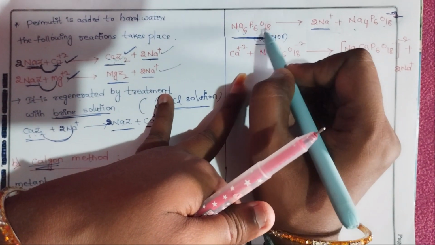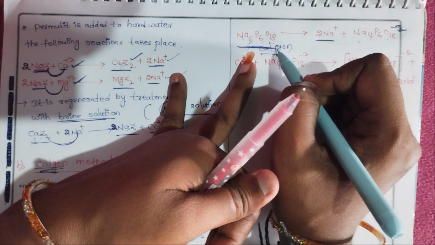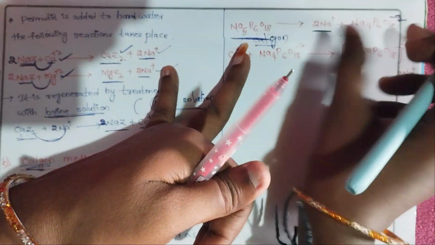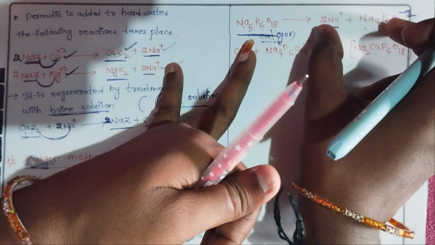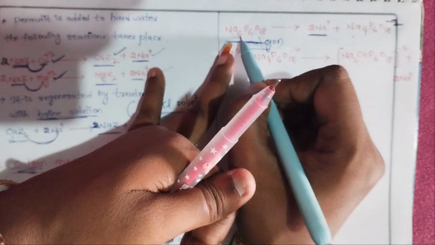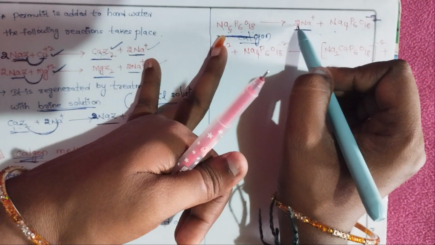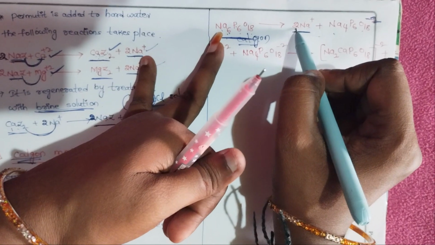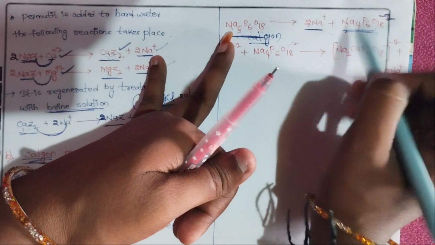So initially, for the removal of calcium and magnesium ions in hot water, first of all we have to dissociate the calgon. It gives initially 2 types of ions. Among the sodium ions, 6 are there. Initially we divide into how many sodiums? 2 sodiums. Remaining how many sodiums are there? 4. So we write like this.